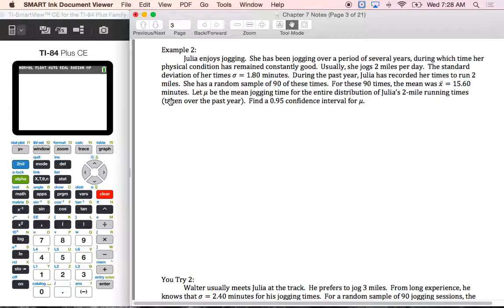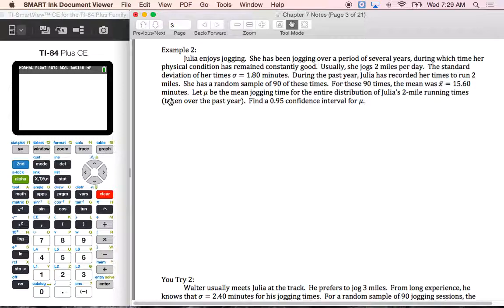Okay, so for example 2, Julie enjoys jogging. She has been jogging over a period of several years, during which time her physical condition has remained constantly good. Usually she jogs 2 miles per day. The standard deviation of her time is 1.80 minutes. During the past year, Julie has recorded her times to run 2 miles. She has a random sample of 90 of these times. For these 90 times, the mean was x bar equals 15.60 minutes. Let mu be the mean jogging time for the entire distribution of Julie's 2-mile running times. Find a 0.95 confidence interval for your population mean.